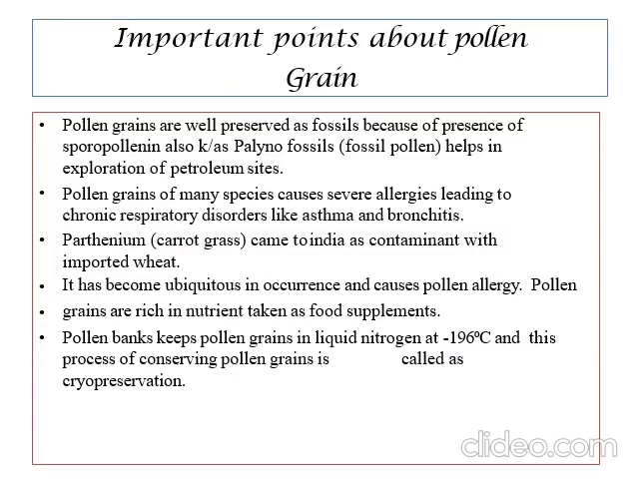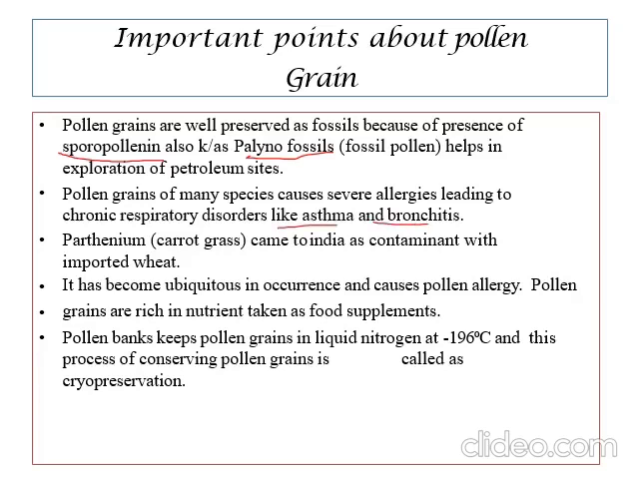First of all, pollen grains are well preserved because of the presence of a very highly resistant material on the outer layer of the wall, that is sporopollenin. Because they are highly resistant, they are kept as fossils. They are referred to as pollenofossils, and these help in the exploration of the sites of petroleum. Pollen grains of many species cause severe allergies, causing respiratory disorders like asthma and bronchitis.